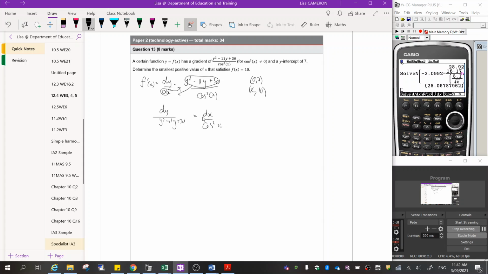Now, when I have the dx on top like that, remember that means that we're going to be integrating these functions. So let's look at this one over here first. Now, I know that I can rewrite this as, well, I can see that that's squared. So I'm looking for two numbers that add to equal negative 11 and multiply to equal 30. So those numbers are going to be negative 5 and negative 6, meaning that I can rewrite this as the integral of 1 over y minus 5, y minus 6, okay, is equal to the integral of 1 over cos squared x dx.